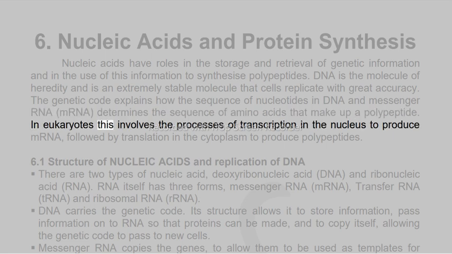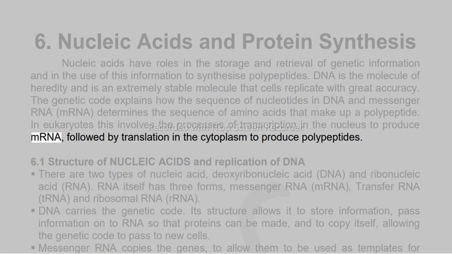In eukaryotes, this involves the processes of transcription in the nucleus to produce mRNA, followed by translation in the cytoplasm to produce polypeptides.